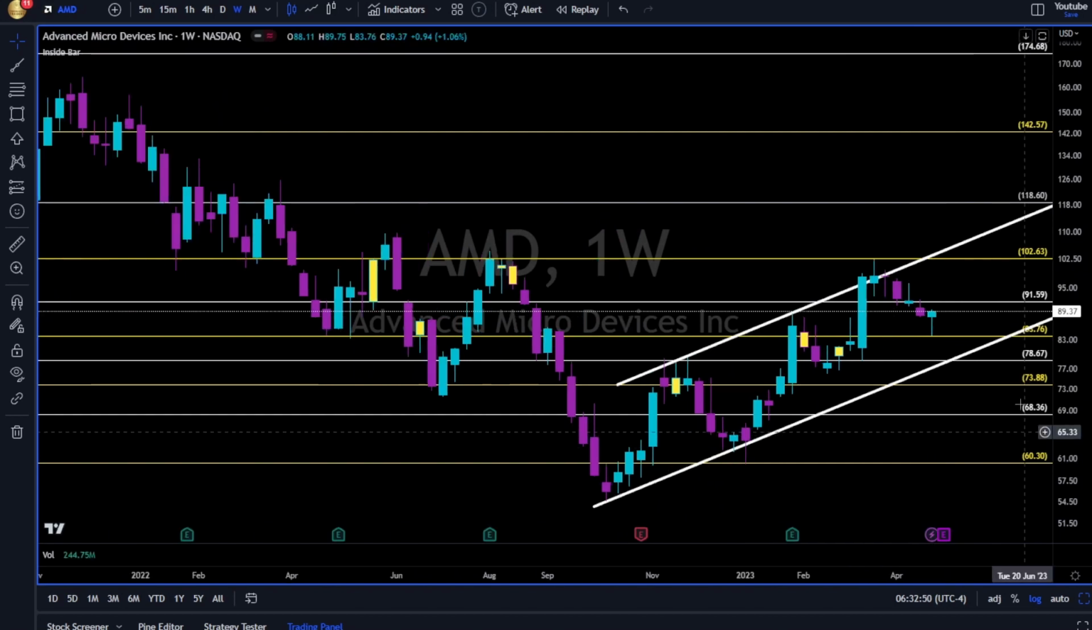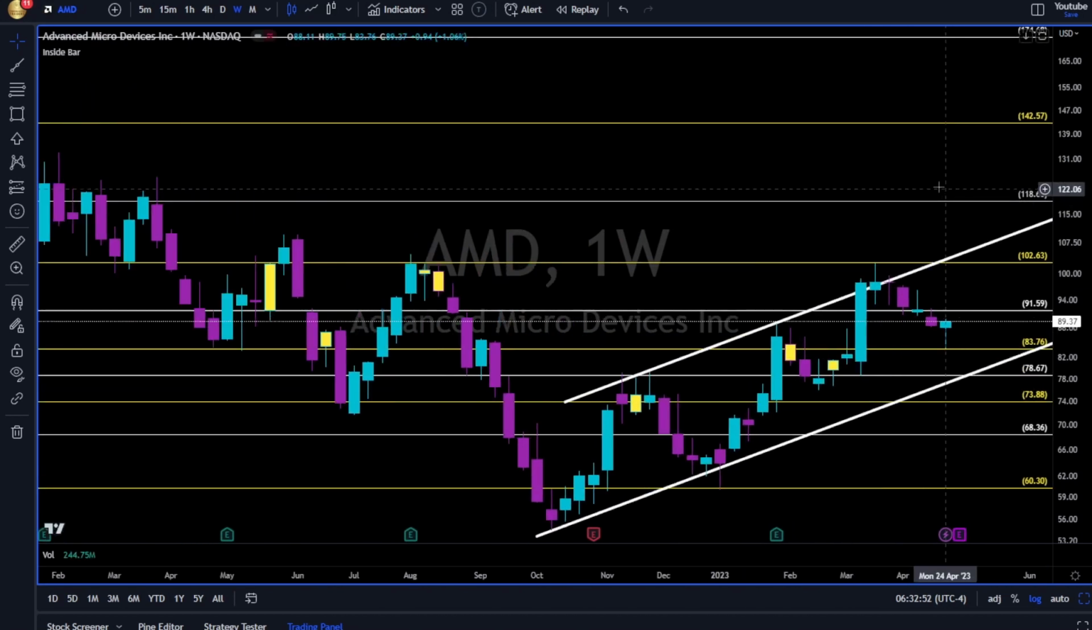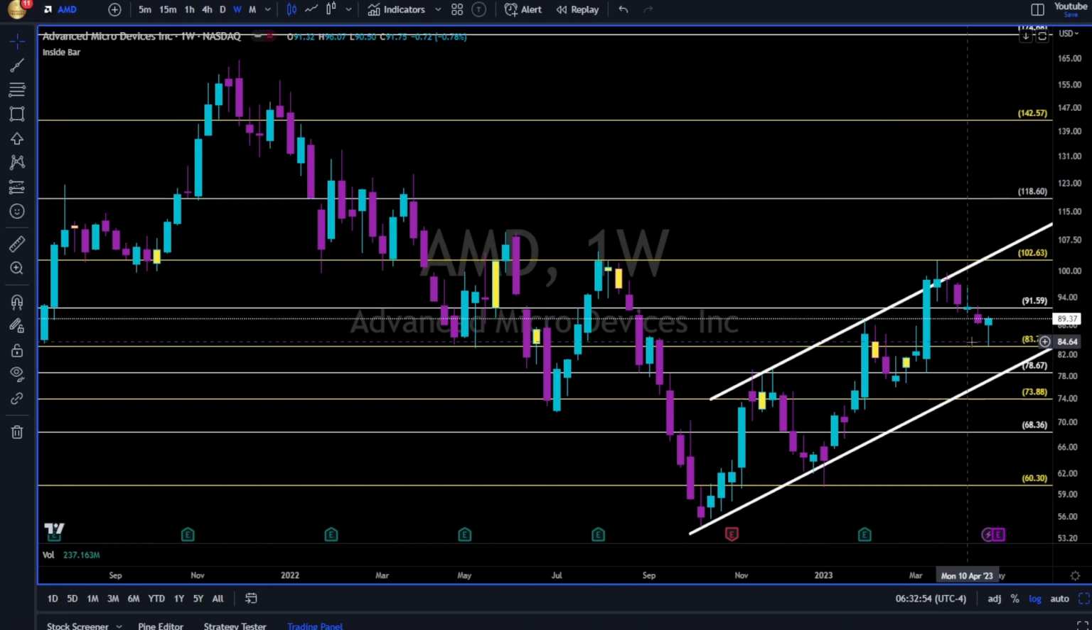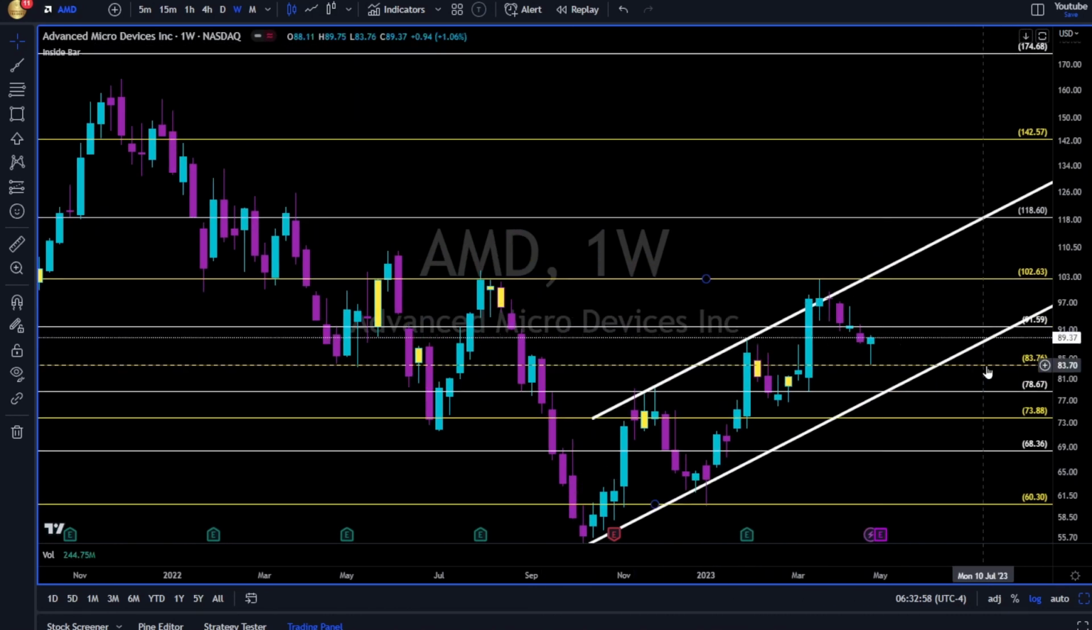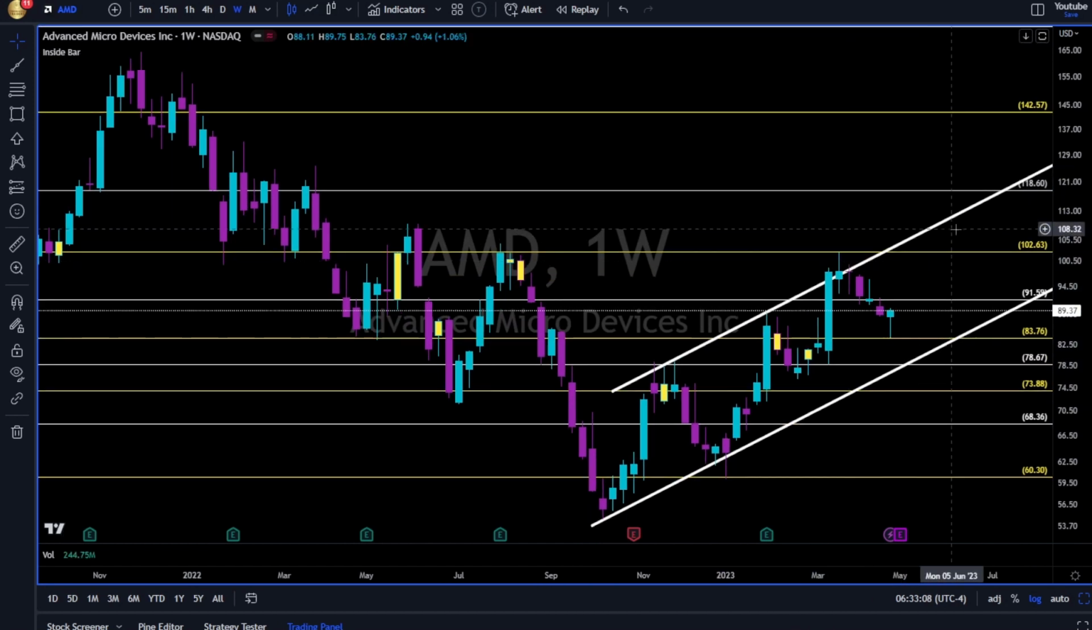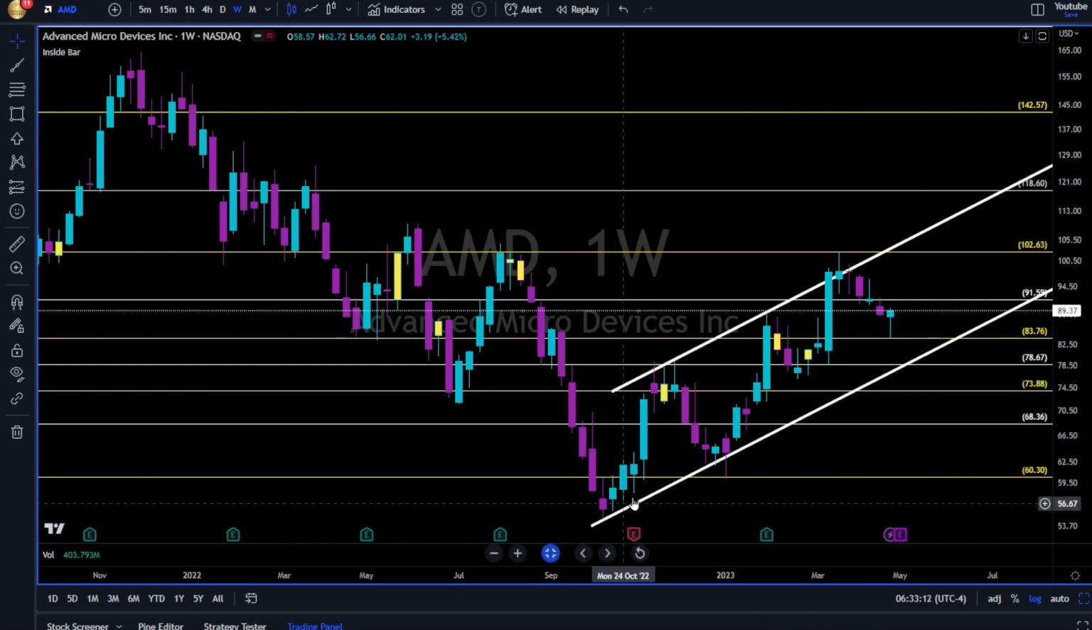AMD with earnings coming up next week. We have uptrend until proven otherwise. 83 is holding. Let's see continuation above the 92 area, and then we have 102 and this trend line over here. This trend line, the upper white trend line, helps us to identify the higher highs. This lower white trend line helps us to identify the higher lows together with Fibonacci levels.